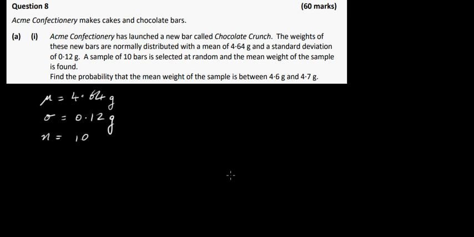Find the probability that this mean weight of the sample is somewhere between 4.6 grams and 4.7 grams. So the question we're actually asked here is to find the probability that X bar is between 4.6 grams and 4.7 grams. So this is the question we're asked to find here.